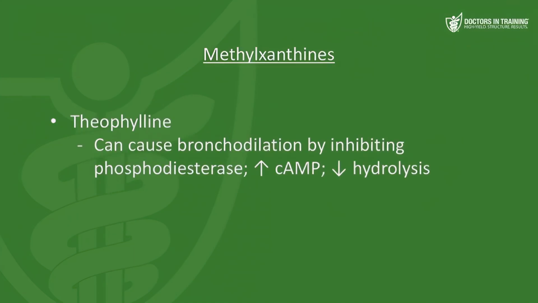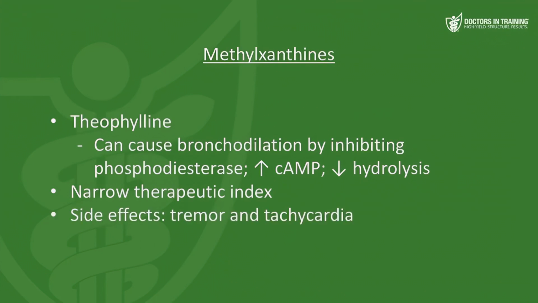It can cause bronchodilation by inhibiting phosphodiesterase, increasing cyclic AMP, and decreasing hydrolysis. Unfortunately, it has a very narrow therapeutic window, and the side effects are tremor and tachycardia. If one overdoses on this medicine, you can use a beta blocker. And if the levels are severely high, they can even cause seizures. It also blocks the action of adenosine.